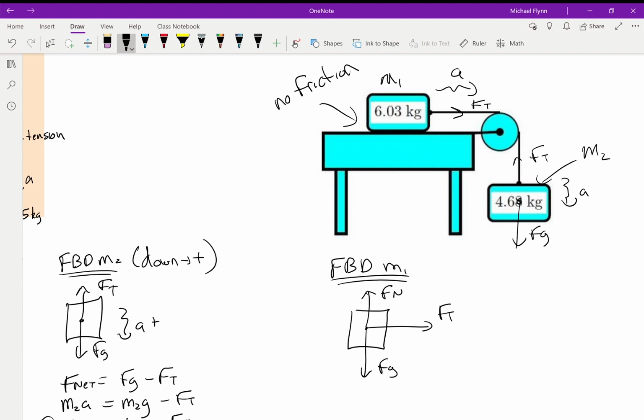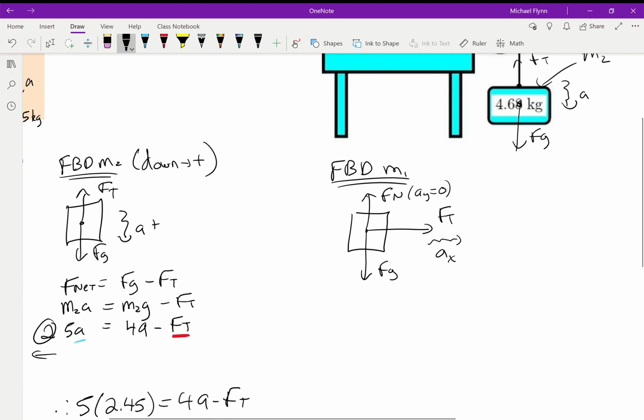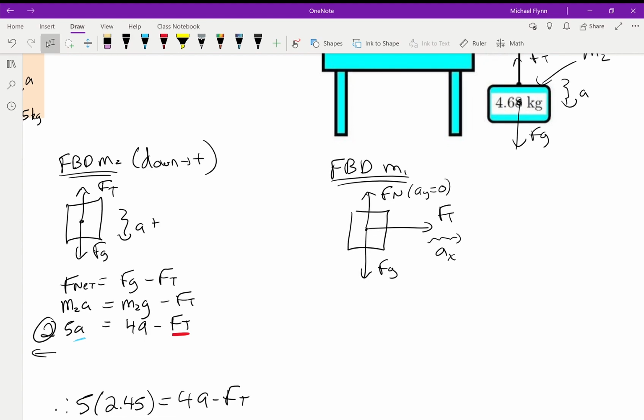Now gravity and the normal force will cancel because ay equals 0. It's not accelerating vertically, but it is accelerating that way. We'll call it ax, so ax is not 0. It's going to slide across the table. All right, so let's just write an expression for the net force. We can actually ignore the force of gravity.